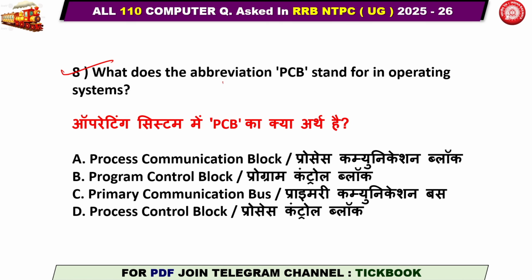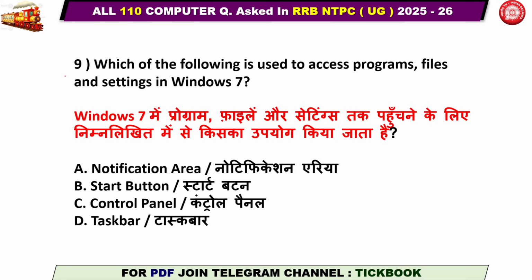8, what does the abbreviation PCB stand for in operating system? Option number D, process control block. 9, which of the following is used to access programs, files and settings in Windows 7? Option number B, start button.